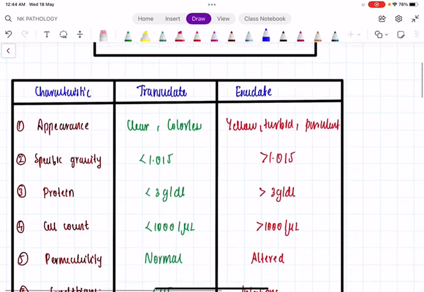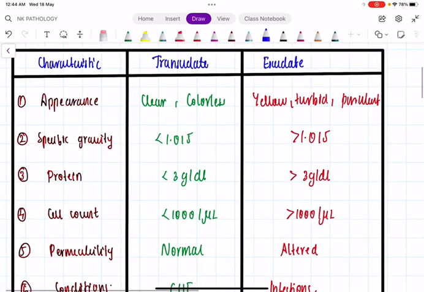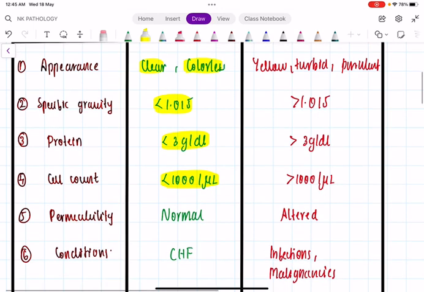Now let us see what are the differences between transudate and exudate. First, appearance. Transudate will be clear, colorless. Specific gravity is less than 1.015. Protein is less than 3 gram per deciliter. Cell count less than 1000 per microliter. Permeability is normal. Conditions, you will get transudate in case of CHF. It is non-inflammatory. That is why it is protein poor. It's a protein poor fluid.